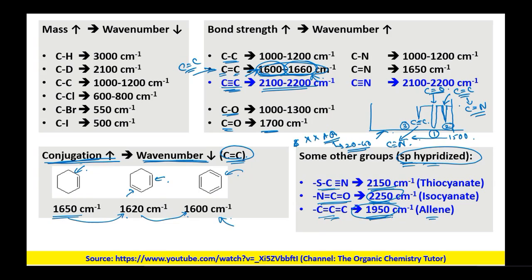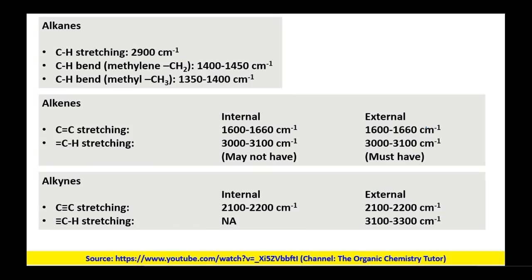The main takeaway from this slide is that we are having 1500. As soon as we move towards the right, we will first be getting C double bond C or C double bond N, then there will be a C double bond O peak, and then there will be a C triple bond C peak, if they are available.